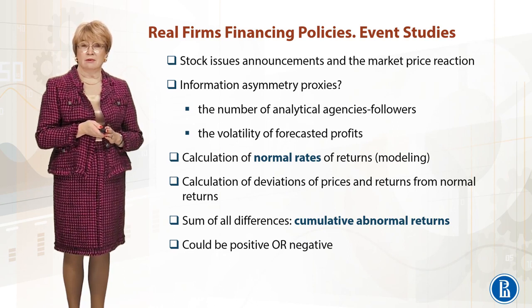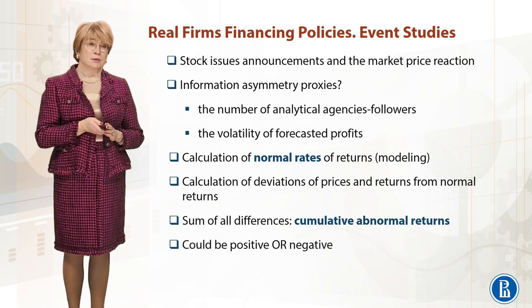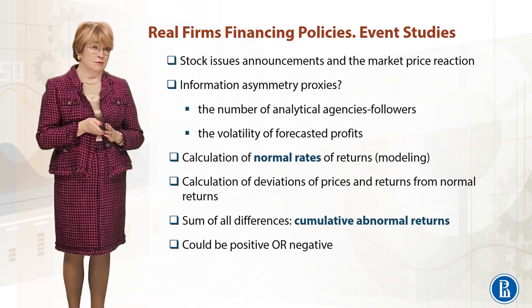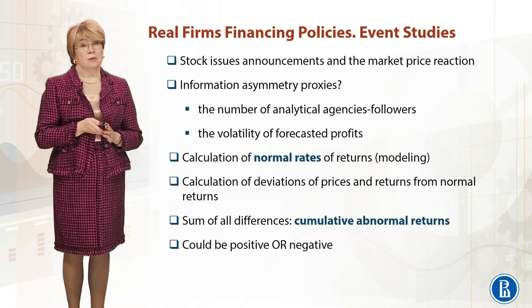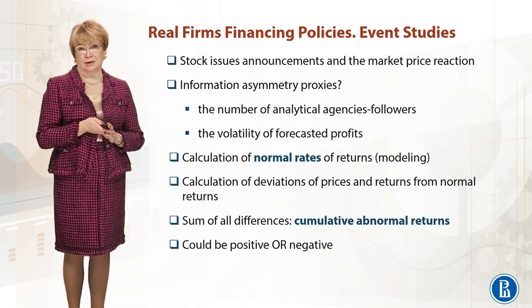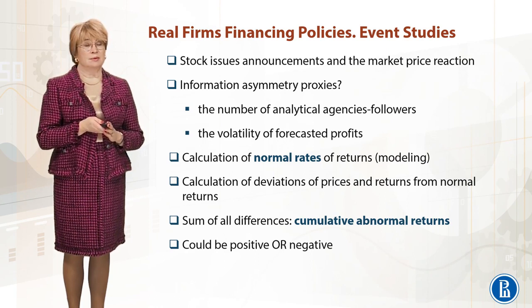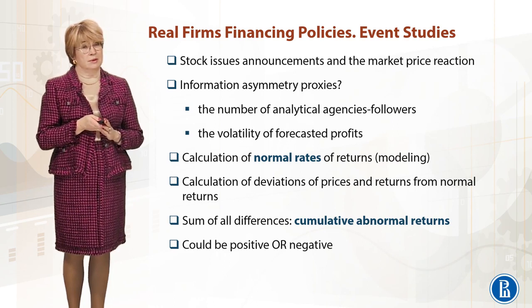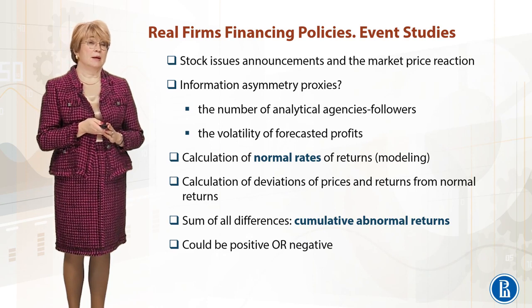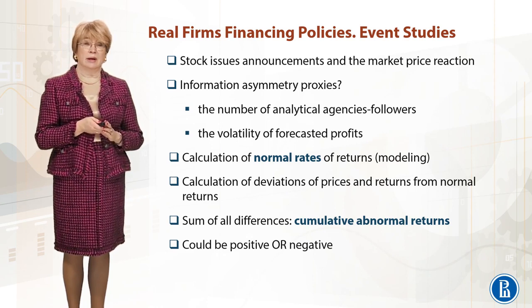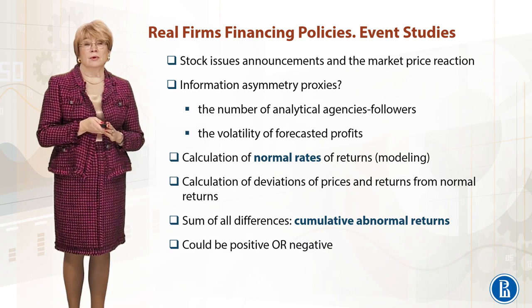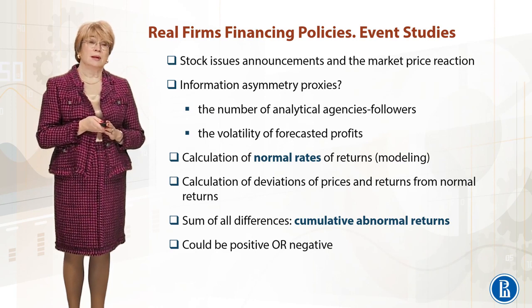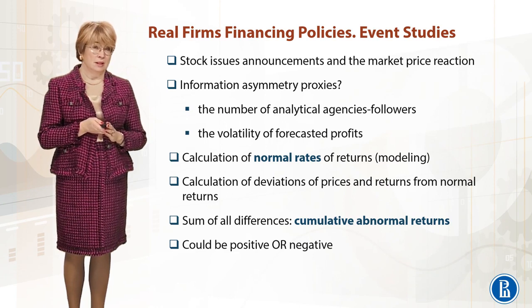And then the market, the investors, they should react. So depending on the perception of the investors about the perspectives of the company, the reaction could be positive or it could be negative. Next, how can we approximate the level of information asymmetry if we want to compare different companies in the sample when we are applying event studies? We would like to understand whether the reaction of investors could be different for similar events about the equity issues, depending on the level of information asymmetry.